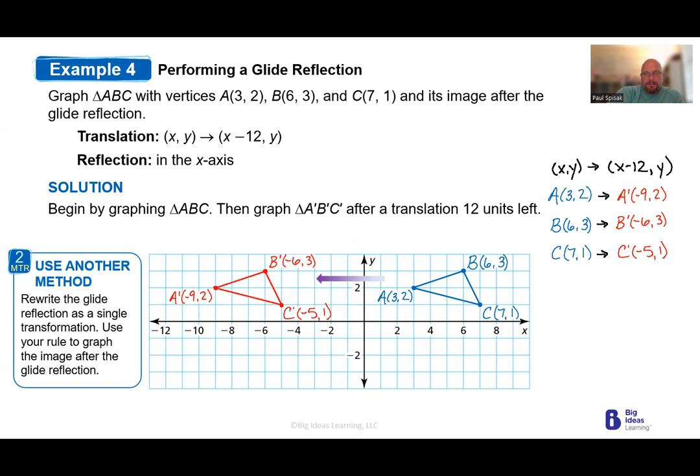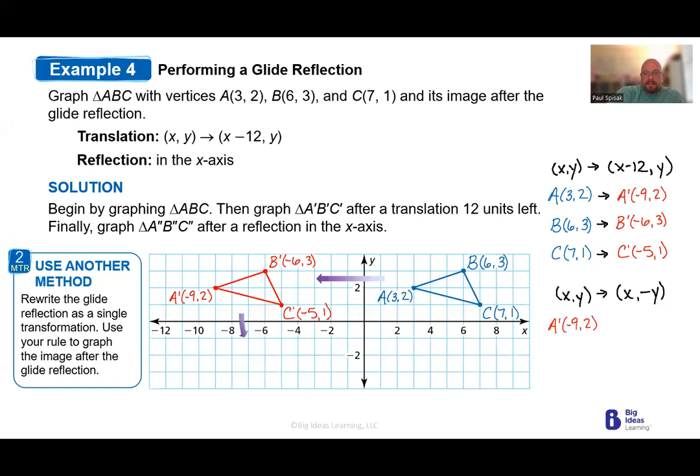Once you complete the first step, then we're going to reflect it. So they want to reflect in the x-axis. When we reflect in the x-axis, the y value changes sign. So if we change the y value here, the 2 in the A prime will become negative, so it's going to be -9, -2.